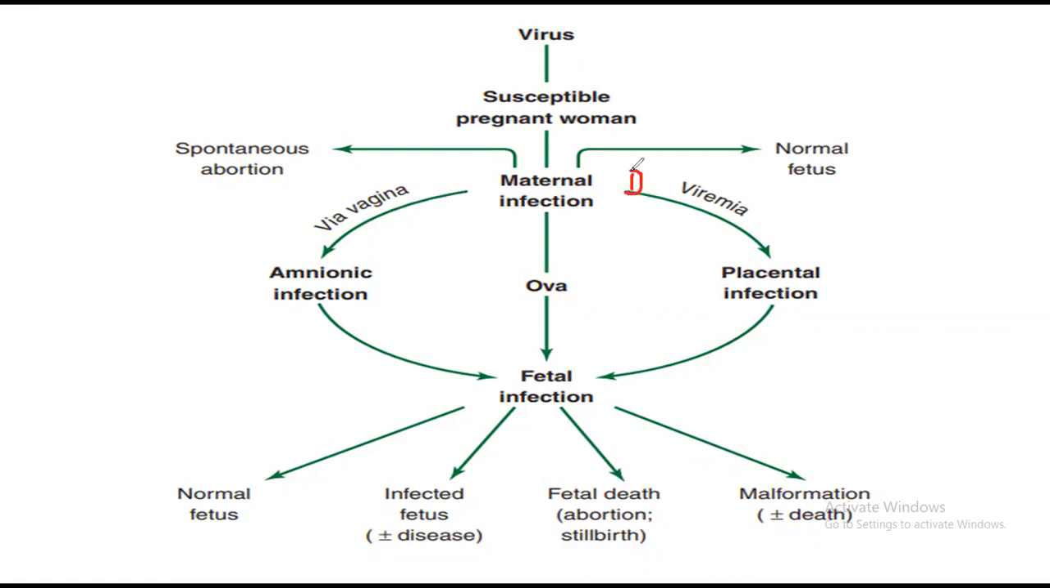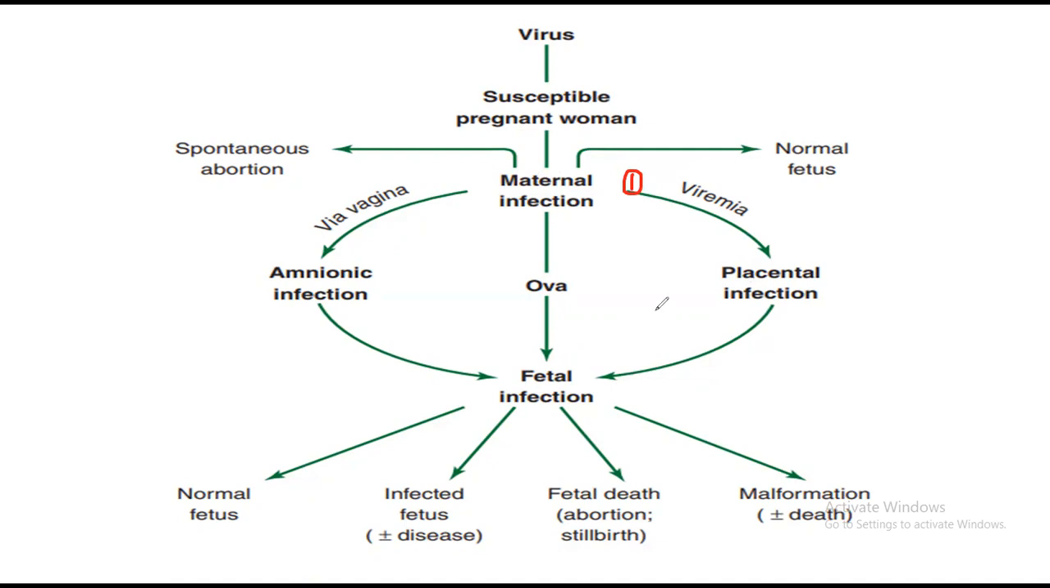This is number one. For example, when she is infected, viremia can occur. Most of the viruses can enter the bloodstream. So when viremia occurs, after that it can cross the placenta of the mother and get access to the fetus. And when it gets access to the fetus, the fetus will be infected. So the first condition is that if there is viremia, it will cross the placenta and enter the fetus.